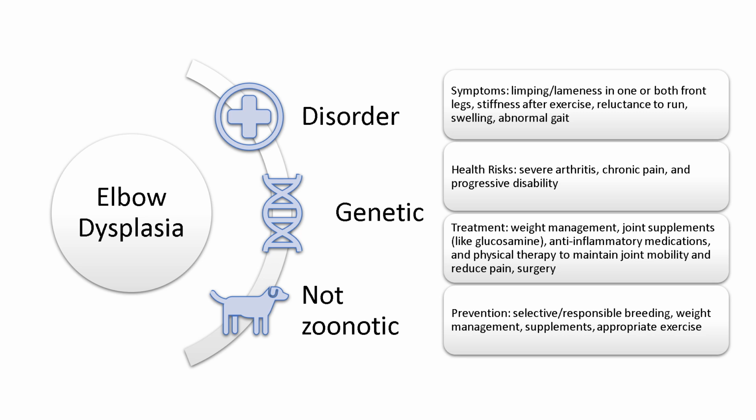Symptoms can include limping or lameness in one or both of the front legs, stiffness especially after resting, reluctance to run, jump or play, swelling or pain around the elbow joint, difficulty standing up or lying down, and an abnormal gait such as holding the leg out to the side.